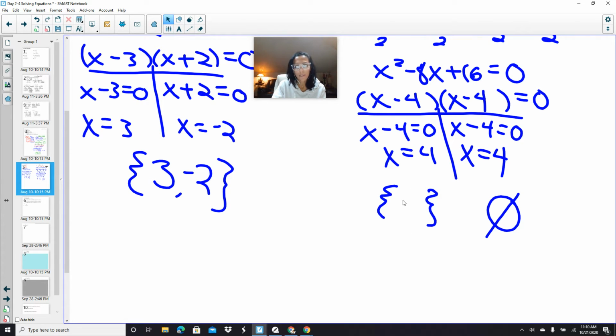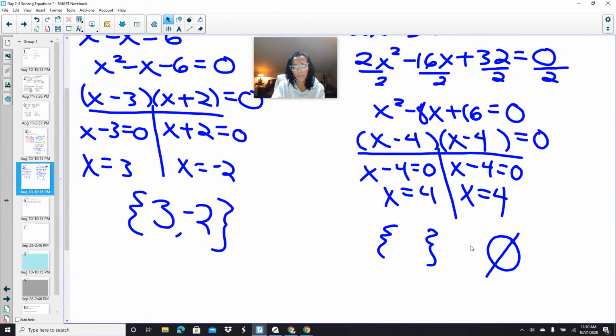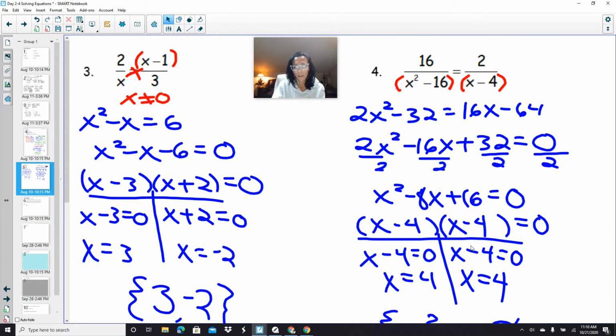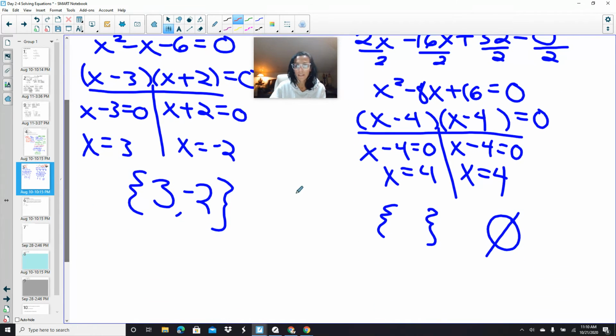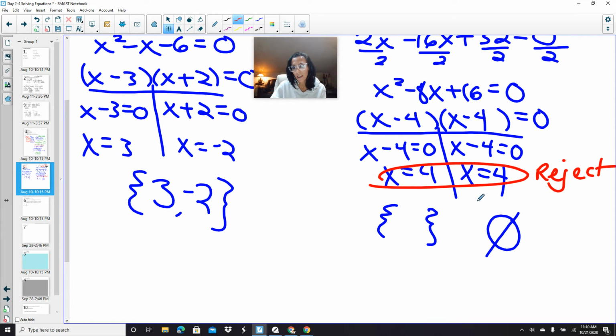Now then, why do I have this empty set or null set symbol here? Well, let's go back up to the beginning. Well, look at that. What can x not equal? So if x minus 4 equals 0, that would mean x would be equal to 4. Can we have a denominator of 0? No, so x cannot equal 4. But my solution says that x equals 4. That means we have to reject this and that there is no solution.